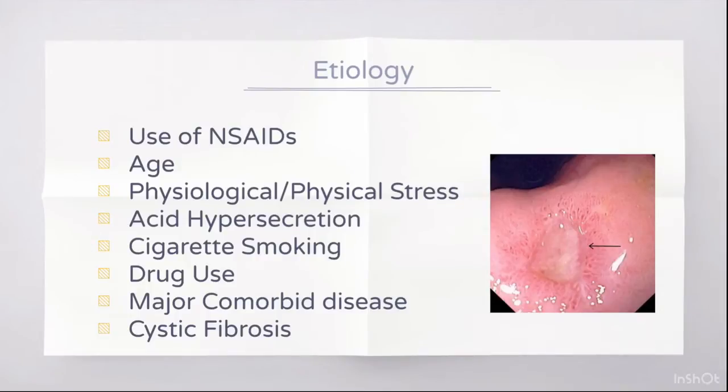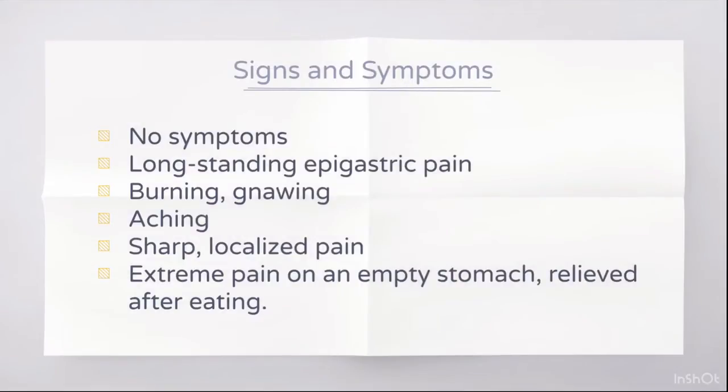Other risk factors include advanced age, physiological and physical stress, acid hypersecretion, cigarette smoking, use of certain drugs, major comorbid disease, and cystic fibrosis. Some patients may experience no symptoms of the disease. Others may experience long-standing epigastric pain, burning, gnawing, aching, sharp localized pain in the stomach, and discomfort. A duodenal ulcer manifests most commonly on an empty stomach and frequently awakens the patient in the middle of the night, and it's relieved after eating.